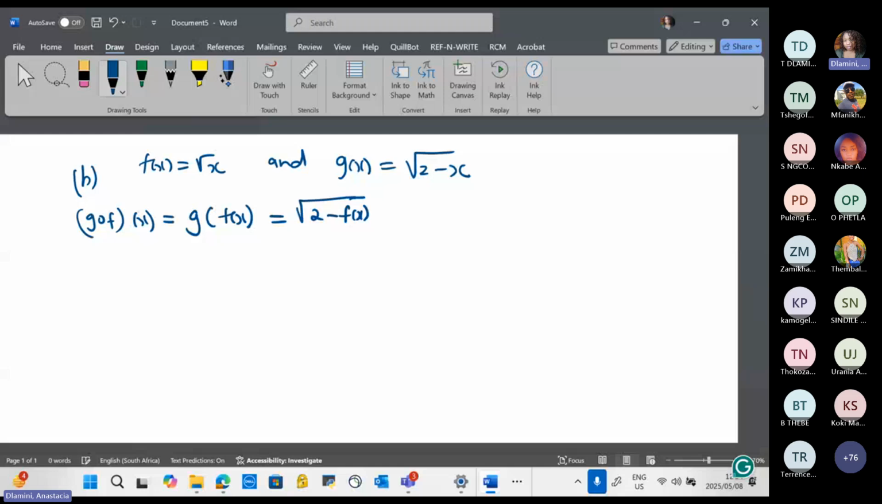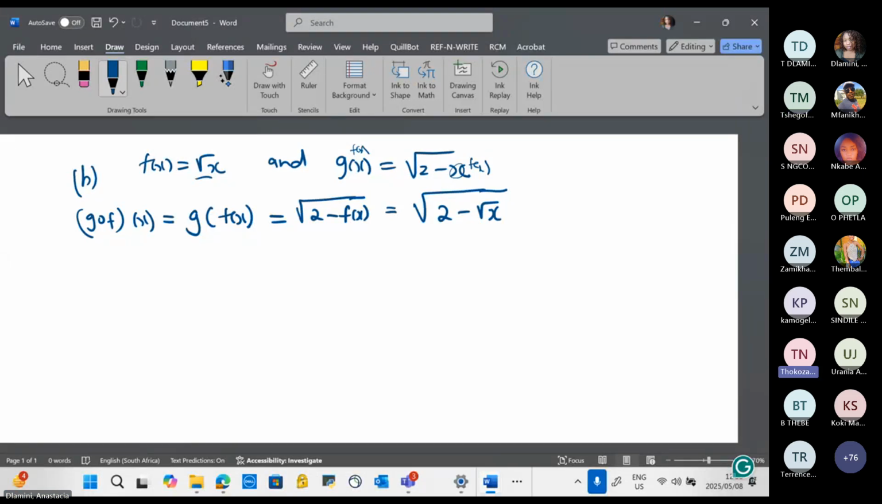Are we all together? Okay, yes, we are together. Because look at this. In g, you put f of x. Here you put f of x. That's what they're saying. Do I know my f of x? Yes, which is this one. So then I go and substitute 2 minus f of x like this. Is it easier now?